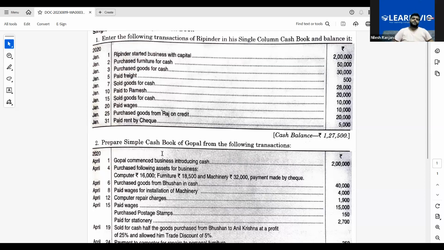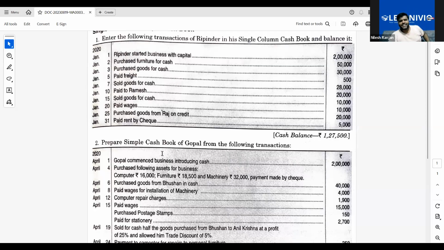And on the credit side, we have 2nd Jan by furniture account, 50,000 on the amount. 3rd January by purchase account, 30,000. Then 5th January by, I don't know how to pronounce his name, account, 500. Then 10th January by Ramesh account, 20,000. 20th January by Nagesh, that person's name account, 10,000.